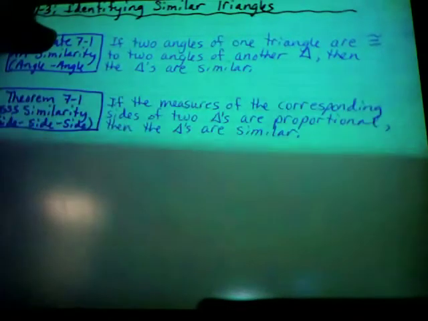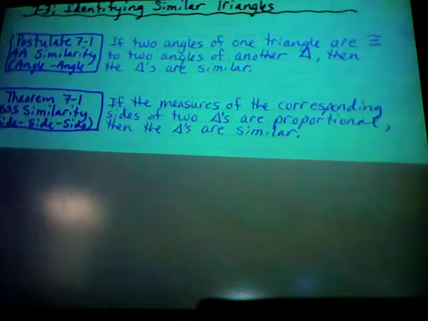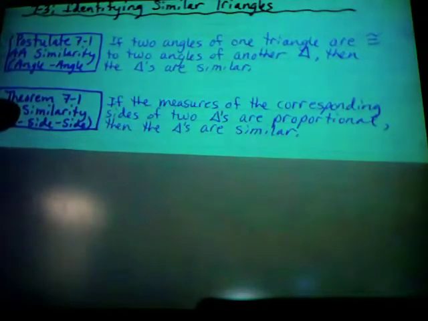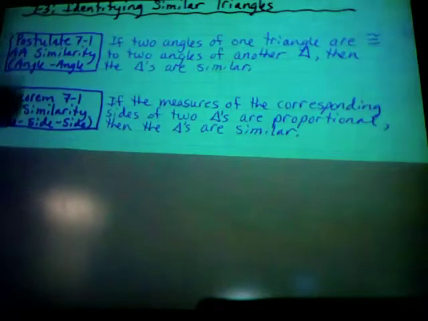All right, the next postulate is SSS Similarity. We have also found that if the measures of the corresponding sides of 2 triangles are proportional, that's all 3, then the triangles are similar. So it kind of backs up to this one. If essentially 3 of the angles are congruent, then the sides are going to be proportional. This one basically says if the sides are proportional, then the 3 angles on the inside are going to be congruent, and therefore the triangles are similar. So we only have to prove 3 out of the 6 things for SSS.